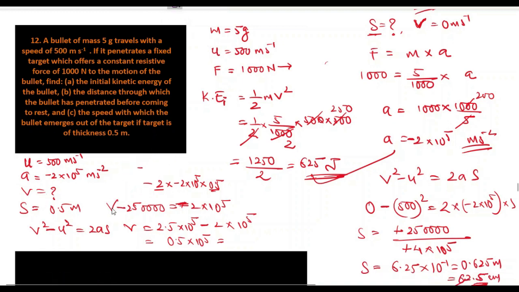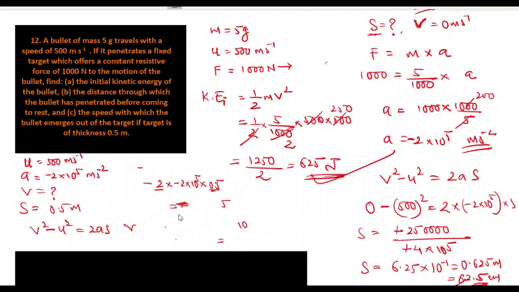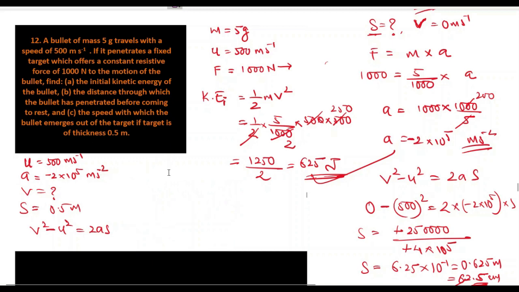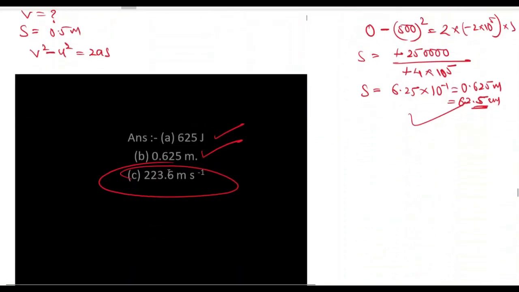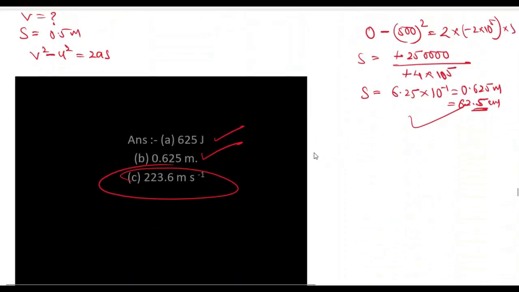the last answer. We can take a little bit more space over here and check. Okay, so the initial velocity of the bullet is 500 meter per second, and the acceleration offered by the target is minus 2 into 10 raised to 5 meter per second square, and the displacement is 0.5 meter. We have to find the final velocity. Okay, let's do it over here.